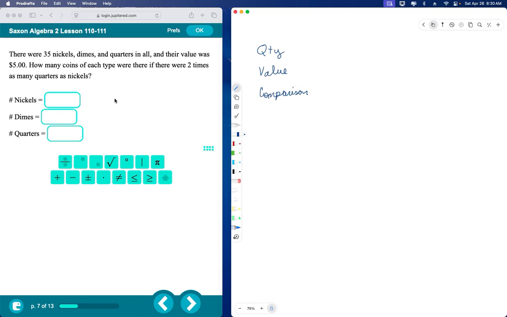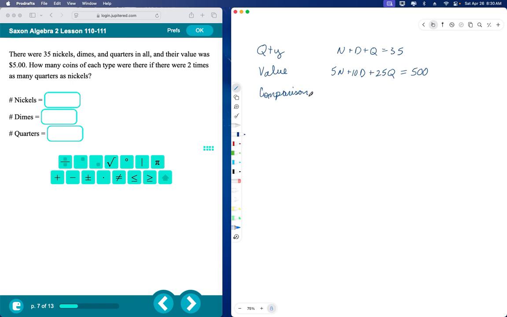So let's look at this first problem. There were 35 nickels, dimes, and quarters in all. That's our quantity statement. So nickels plus dimes plus quarters is equal to 35. Value statement. Their value was $5. So 5 times nickels plus 10 times dimes plus 25 times quarters, that's their value, is equal to $5. When we don't write with decimals, we go all the way out, right? We count pennies.